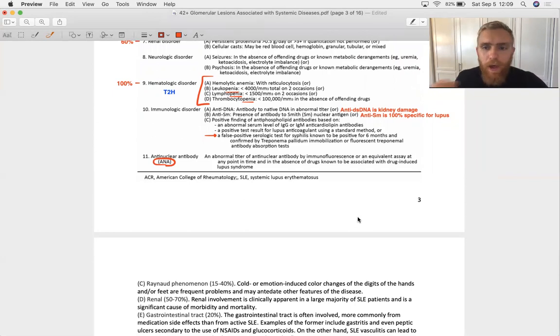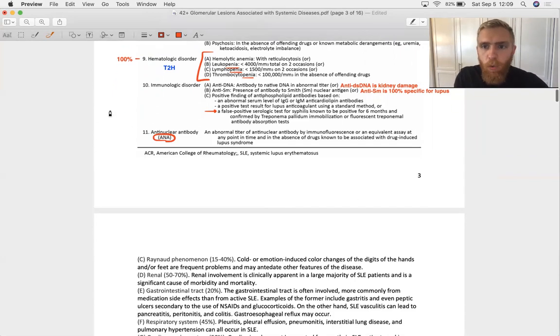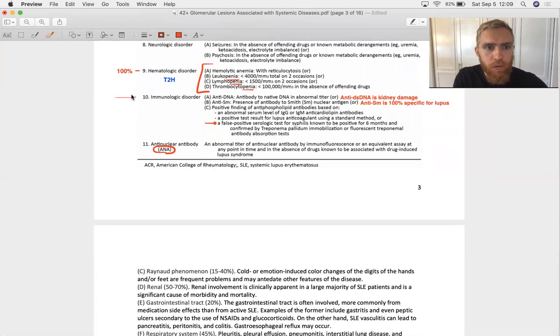Now let's talk about criteria 10 and 11. And I want you to pay really good attention to these two criteria. First thing I got to say is that anti-nuclear antibody is so good of a test for lupus that it's its own diagnostic category. So ANA is always going to be a lab that you order. If this is even top five on your differential, get that ANA.